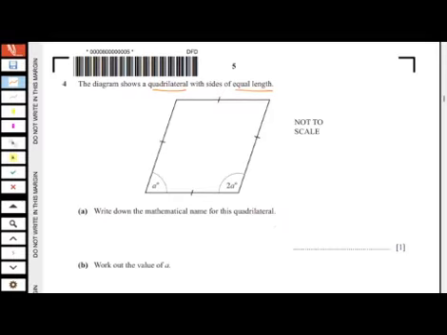When all four sides of the shape are equal, the shape is a square or a rhombus. You can see it is not a square, it is a rhombus, because it has sides of the same length but the angles are not 90 degrees. So the answer is rhombus.